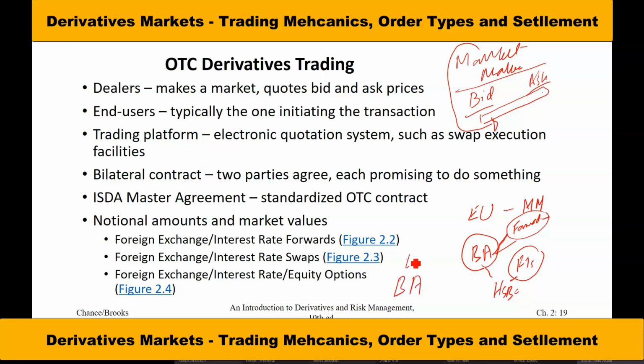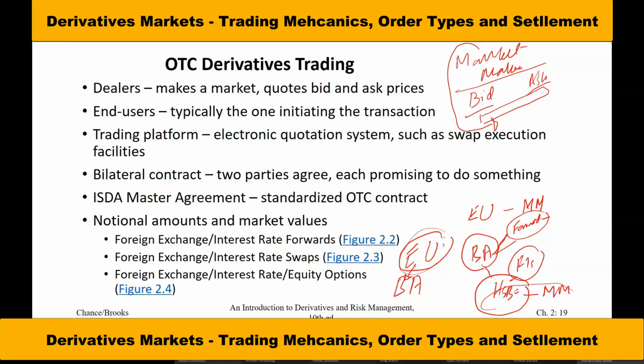British Airline is the end user because it is the party that needs the forward contract for risk management purposes or speculative purposes, whatever it is. And HSBC is the market maker in this case. So in the OTC market, we will have end users and the market maker, and they will have different motivations to enter into the transaction.